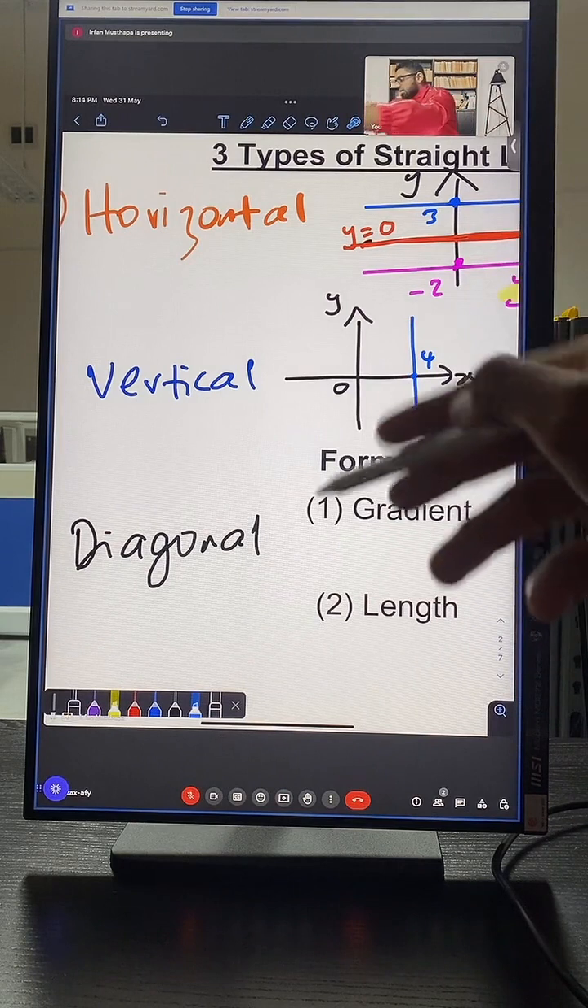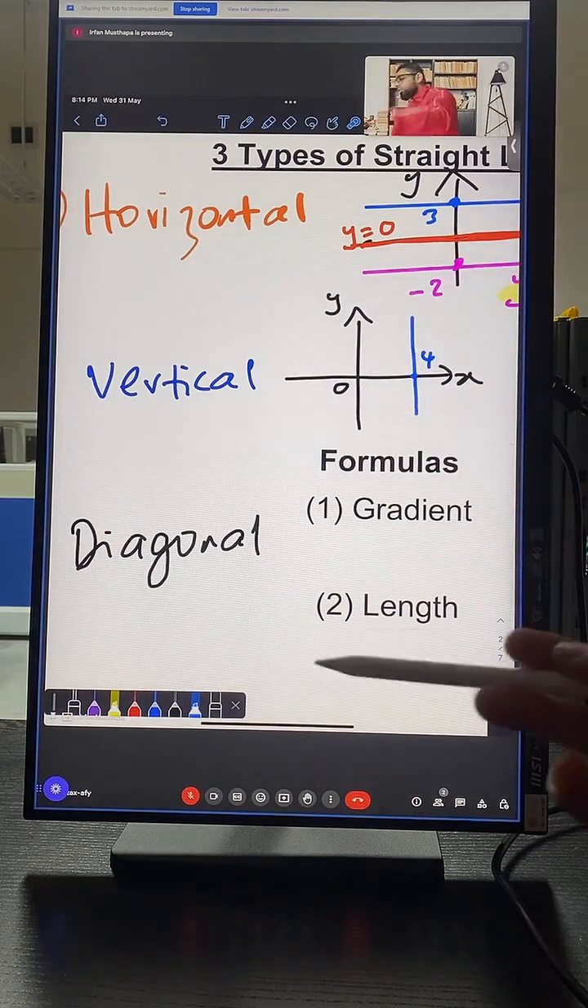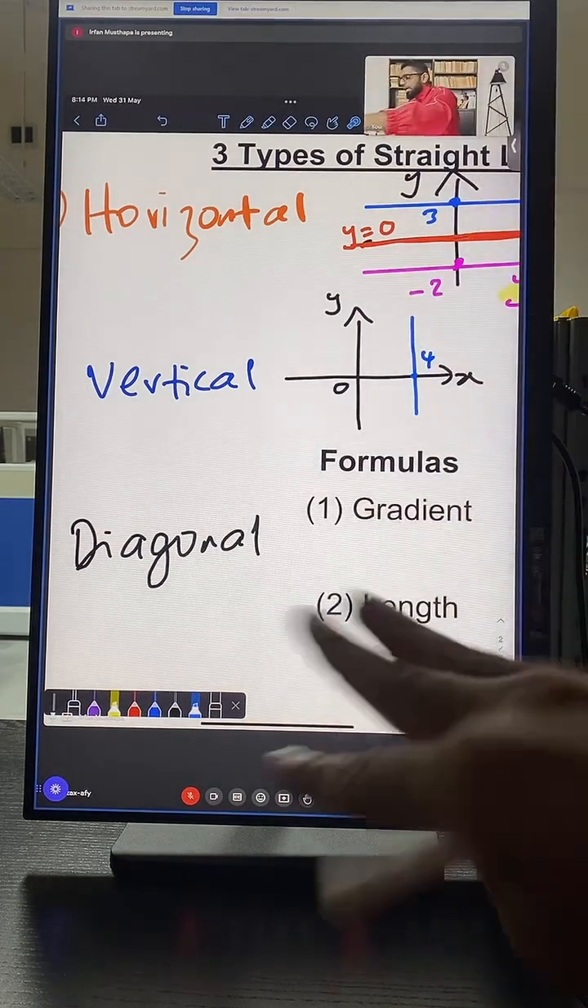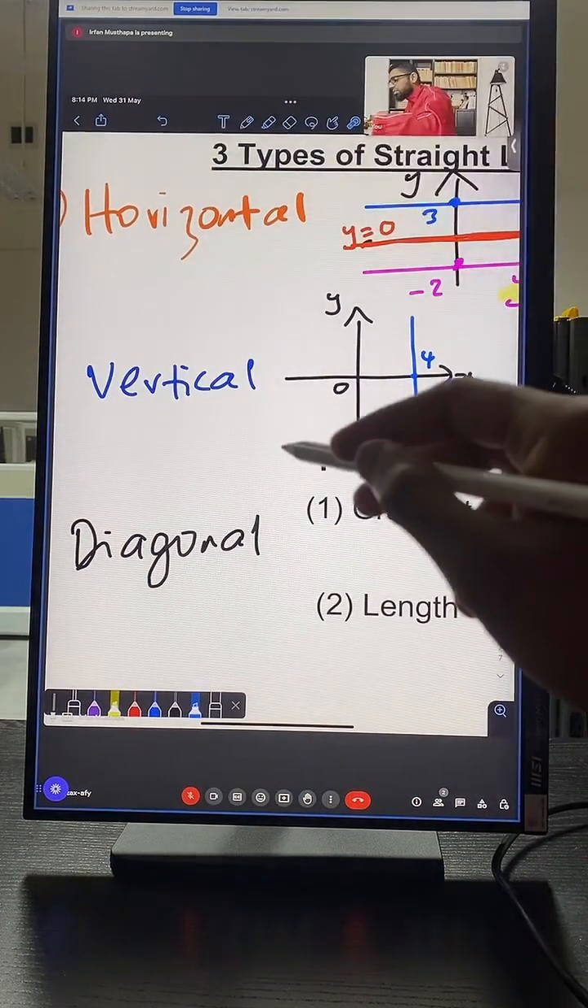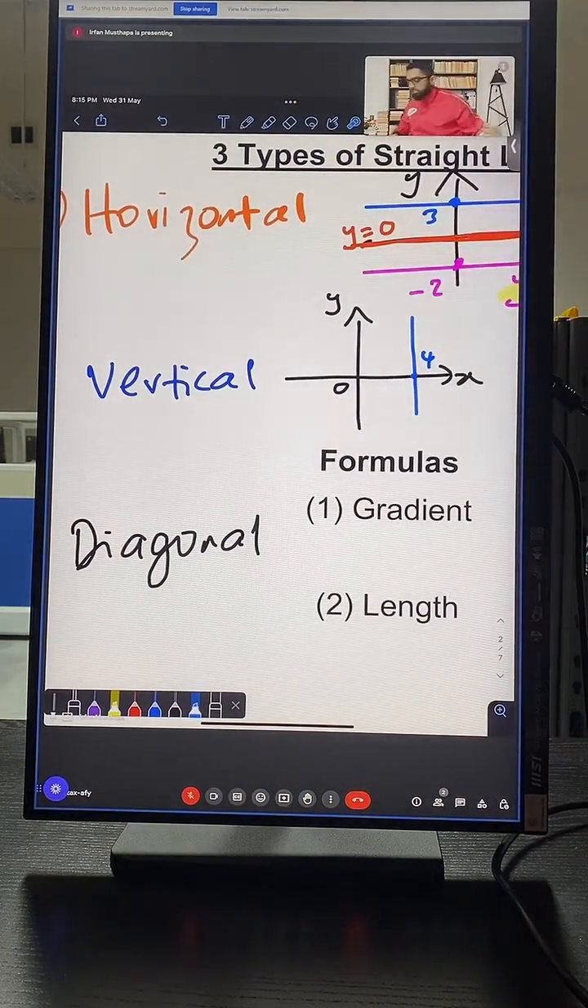Let me know in the chat box, guys. What is the value of x all the way? From top to bottom, x will have one value only. Let me know in the chat, wherever you're tuning from. What is the x value all the way from bottom to top? He says 4. Fantastic. Haziq says 4 as well.